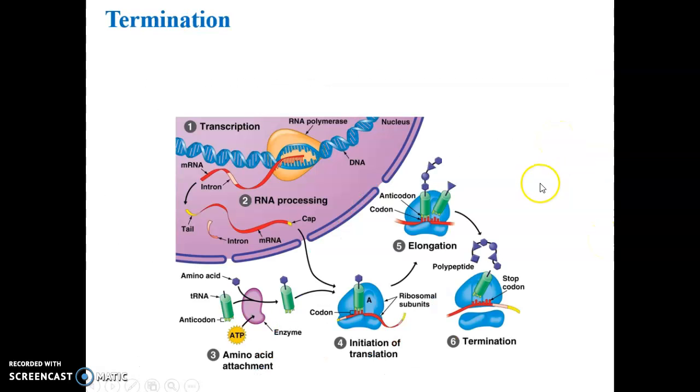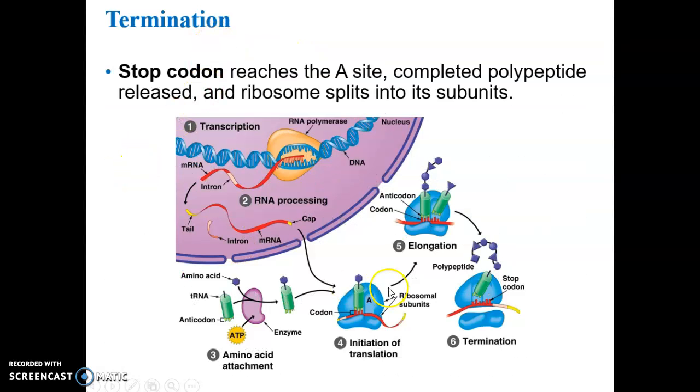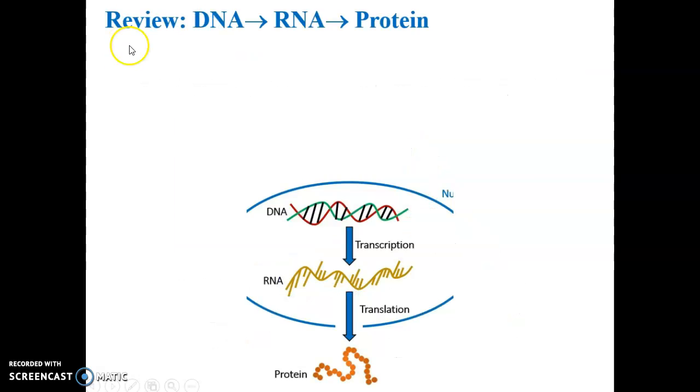All right. And then finally, the termination phase. Here we go. Termination. The stop codon of the mRNA moves into the A site, and the completed polypeptide chain is then released, and the ribosomal unit breaks into its small and large subunits, and the mRNA molecule is released. And then the polypeptide gets modified, gets its correct three-dimensional shape or configuration, and is sent off to wherever it's supposed to go. So a quick review here.